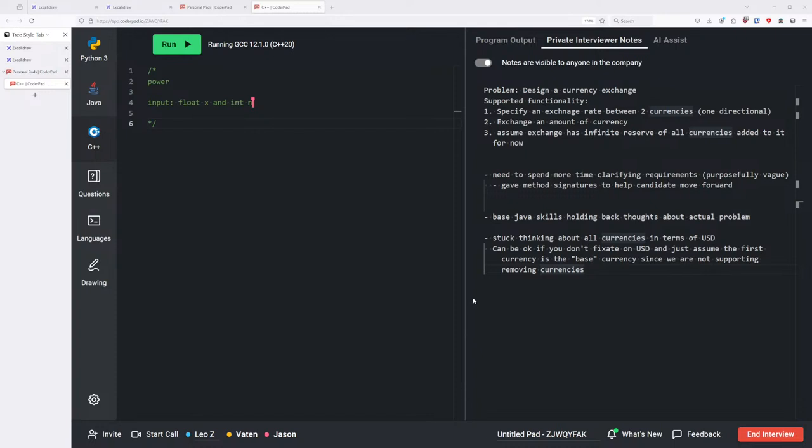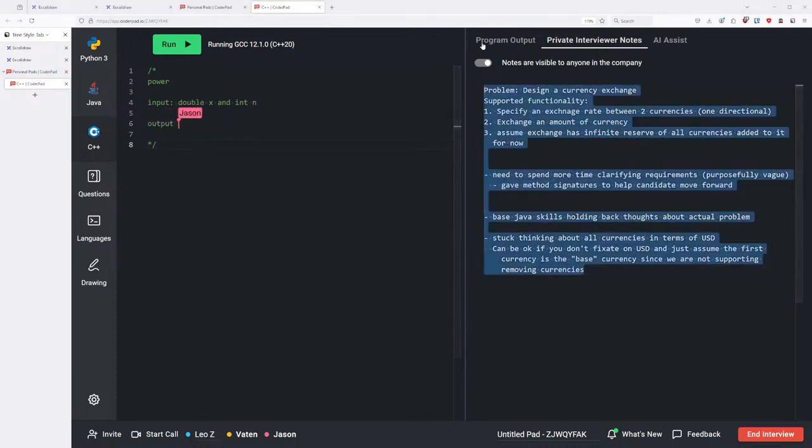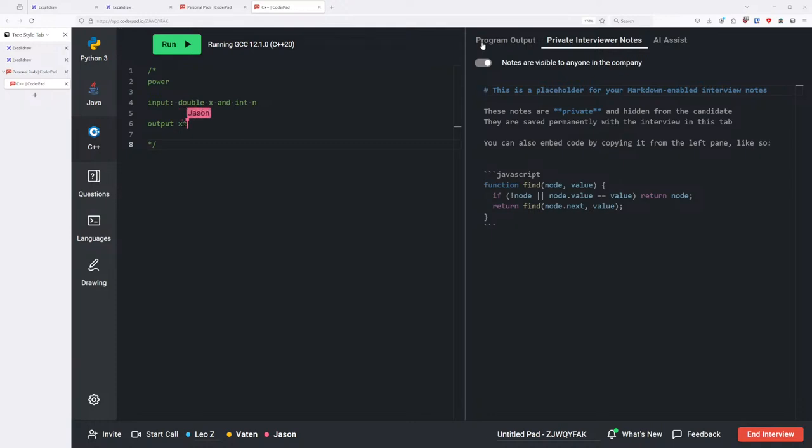So I think it's going to be a double. Our output would be x raised to the power of n. This would be a double, right?